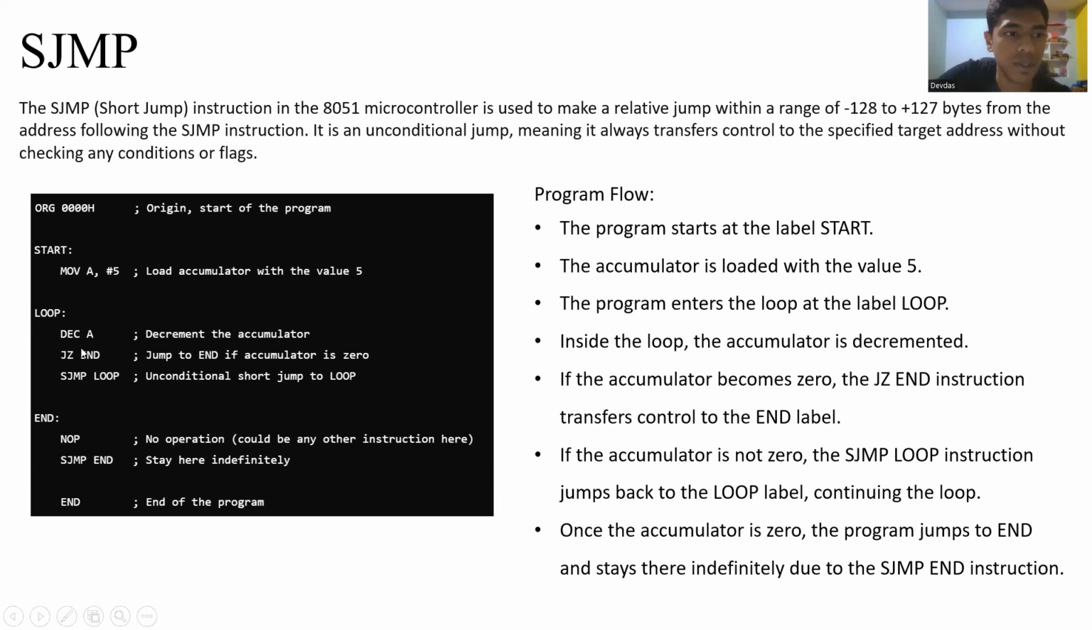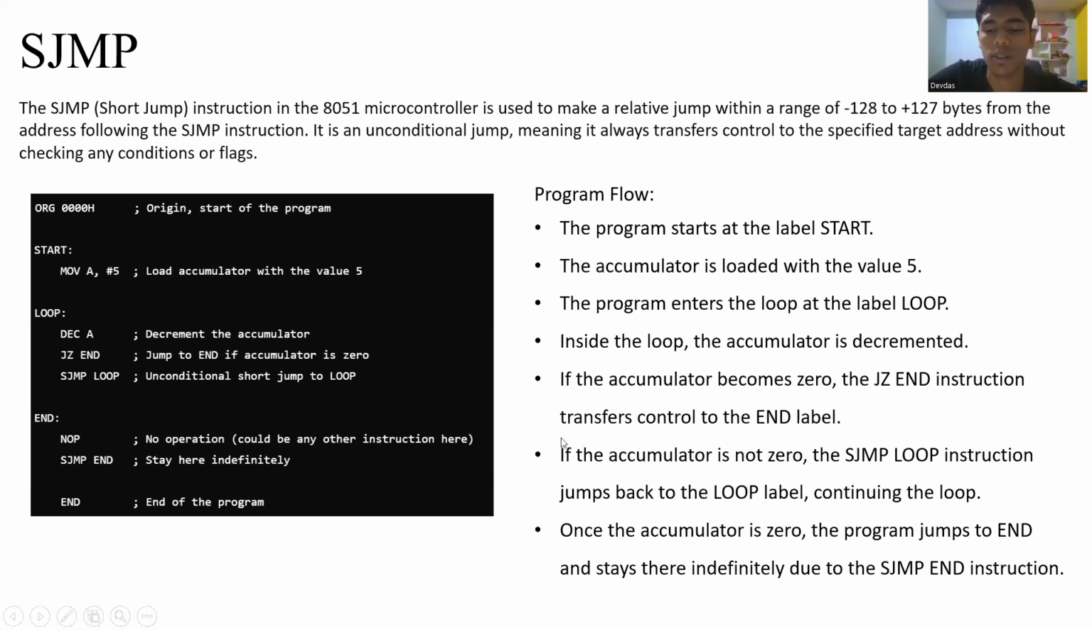So you can see that we have used SJMP loop, which is an unconditional short jump to loop, and we have used another one over here as SJMP end. Whenever you use END, it means that the assembler program considers the program as ended. After the END, the assembler will ignore the instructions. So you can see that we have used it in two places.